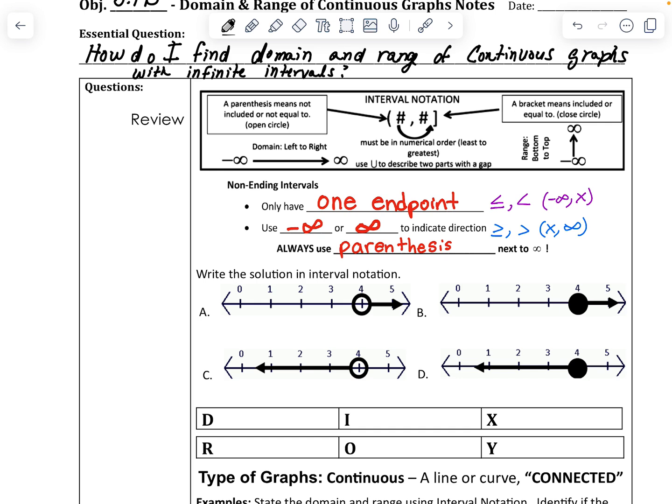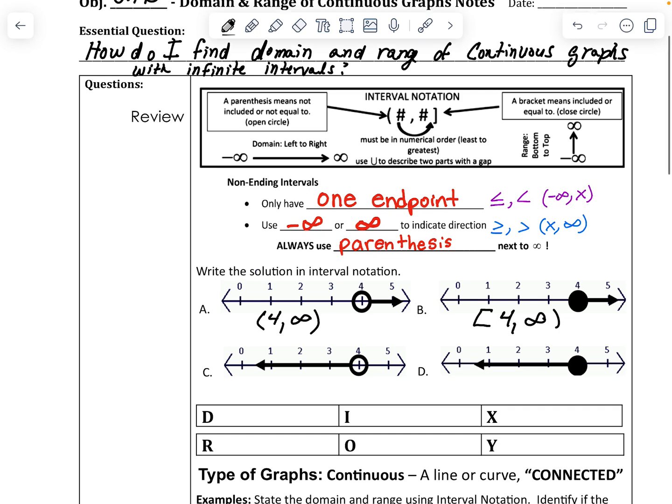We have an open circle on the 4, which means we're going to use parentheses, using the number 4. Now, that arrow indicates that it's going to go on forever in the right direction, which would be infinity. We have to use parentheses with infinity. So, example B, instead of a parenthesis, we're going to use a bracket. We're still going to use the 4 and infinity with parentheses.